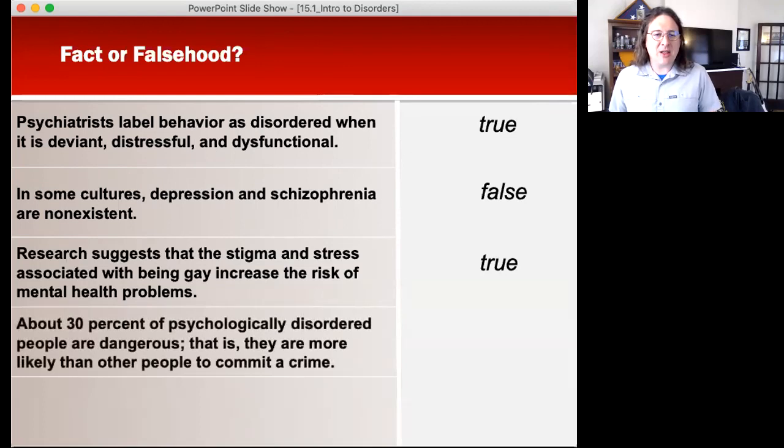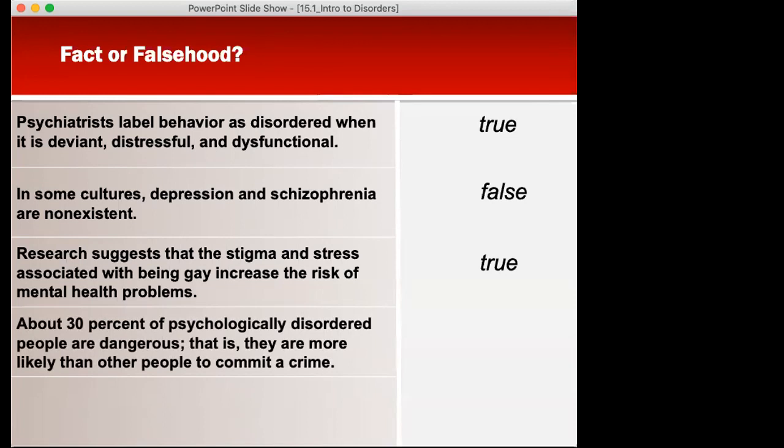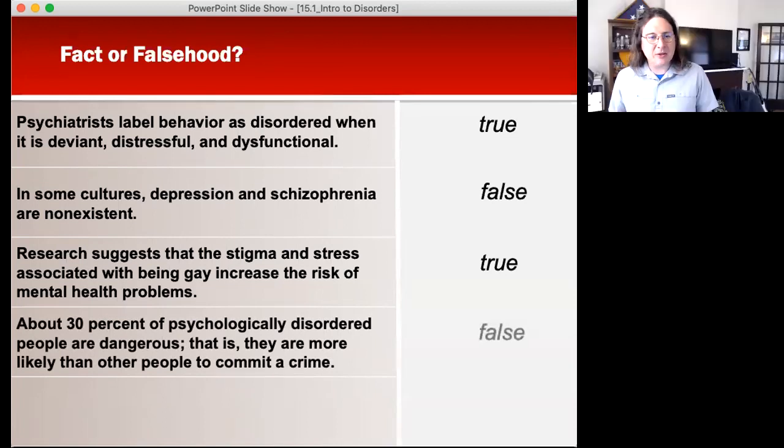About 30% of psychologically disordered people are dangerous. That is, they are more likely than other people to commit a crime. False. False, absolutely. Good job.